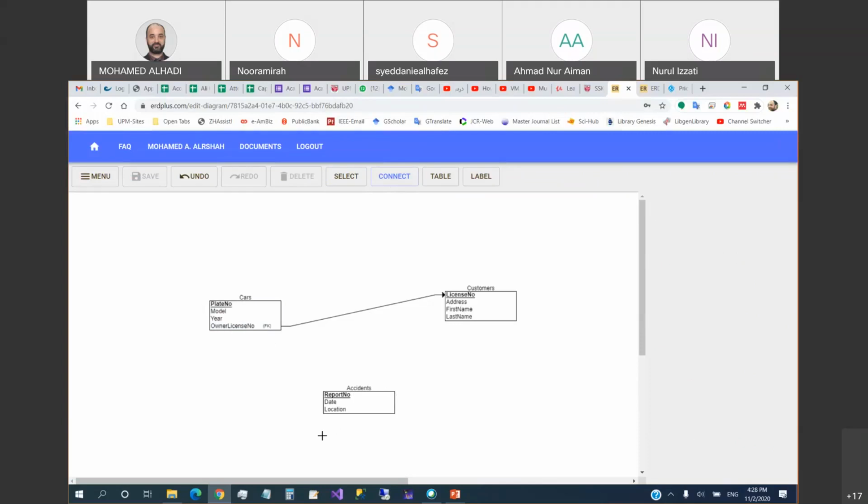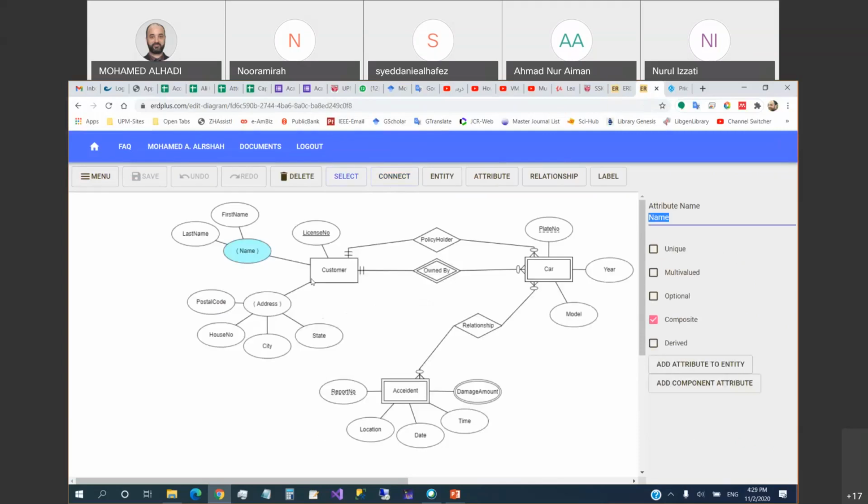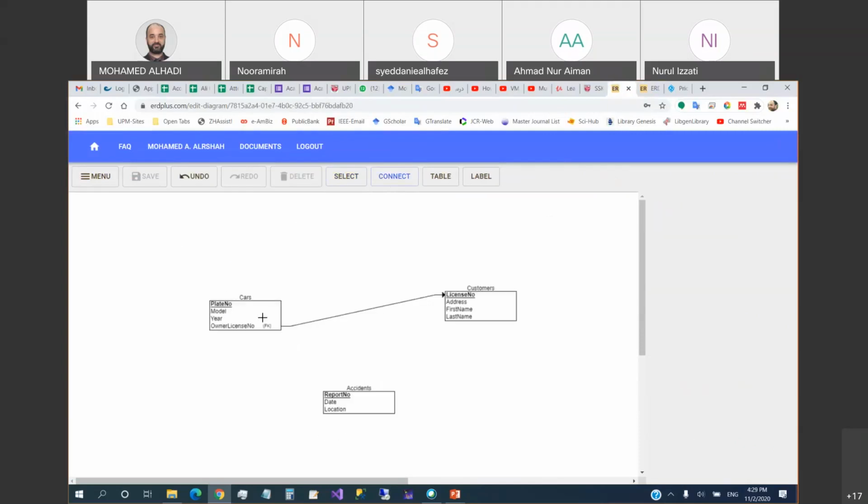Accident and car, right? Based on our previous design, accident and car are supposed to be connected. So here, accident and car, which one is the strong? Car is strong. So we start from the strong towards the weak. When we start the relation, the connection from the strong to the weak will have a field from the strong entity, as you can see here.